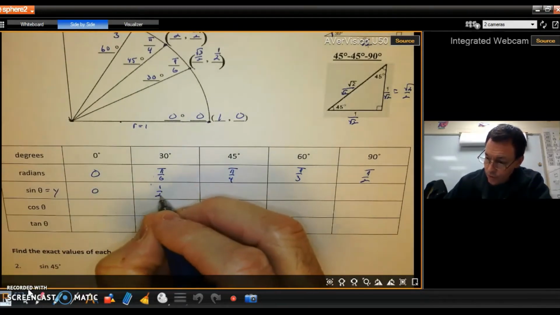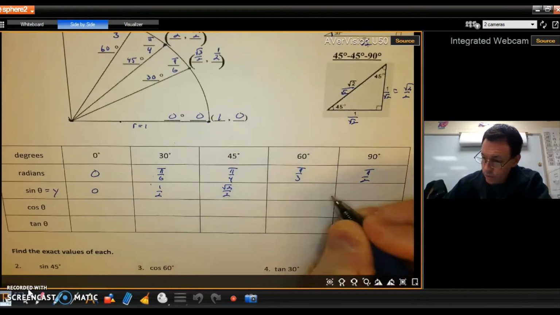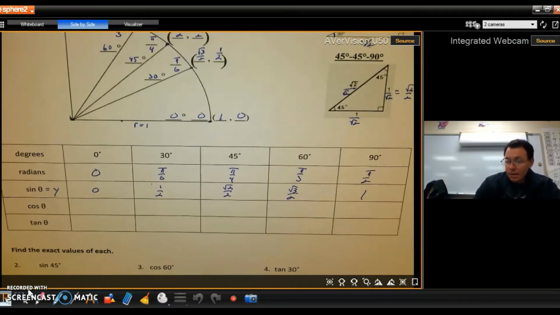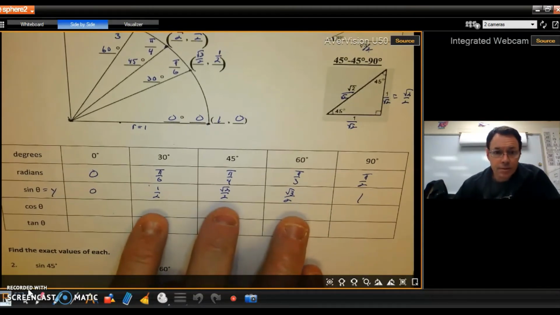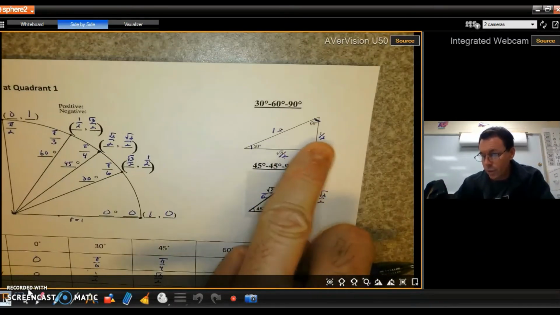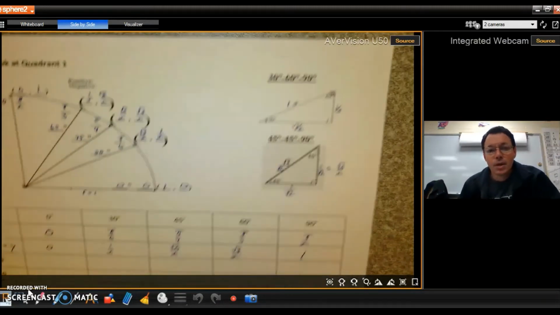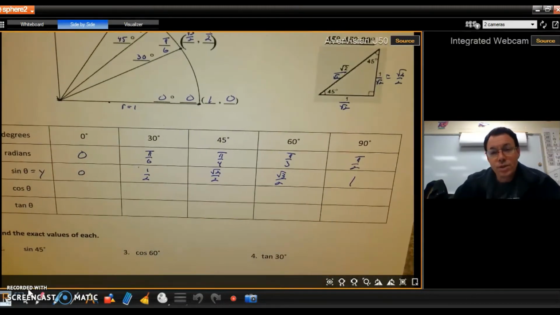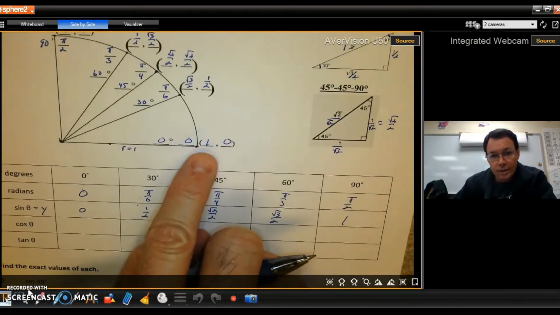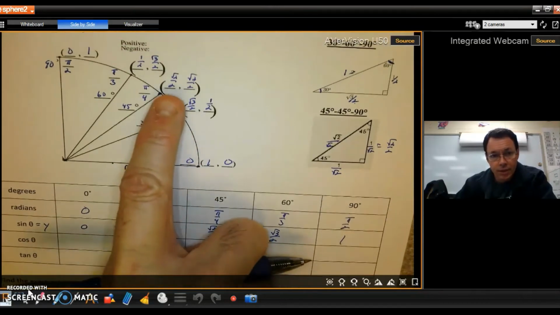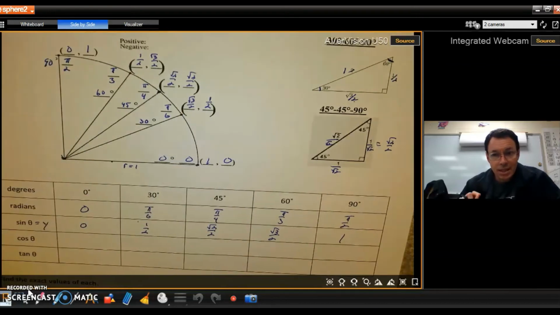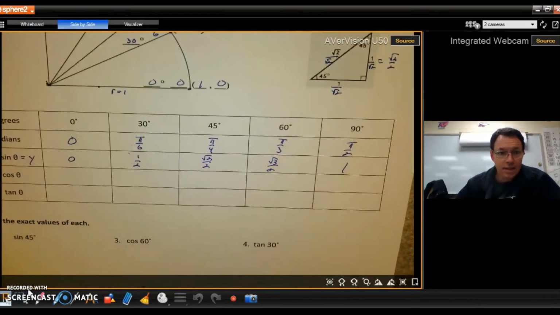0, 1 over 2, radical 2 over 2, radical 3 over 2, and then 1. Now, these three we actually knew already. Okay, we knew that the sine of a 30-degree angle was 1/2, because if you look at a 30-degree angle, you get 1 over 2, and that's the sine, right? Now, what's the cosine? The cosine are these x values. Would be the 1, the radical 3 over 2, the radical 2 over 2, the 1/2, and the 0, which is the exact opposite of what I just said when I did the sine values.